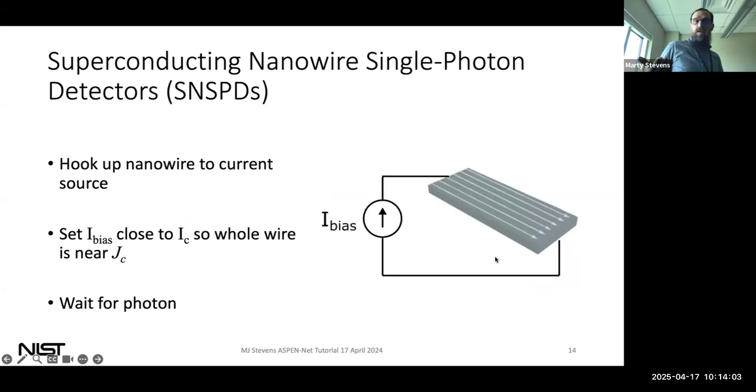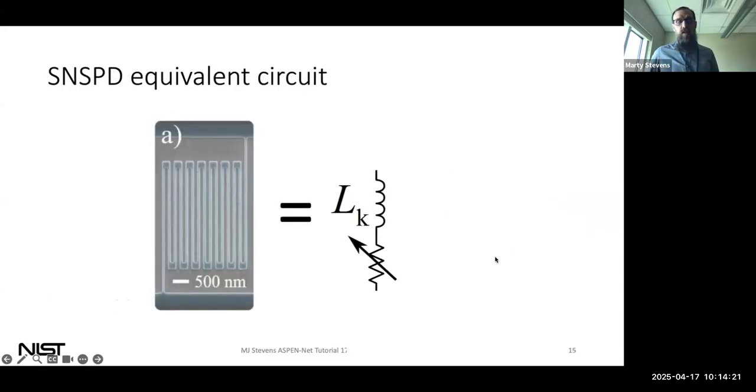So the basic way that we run these things is we hook up a nanowire to a current source. We set the bias current really close to this critical, so the whole wire is near this critical current density, and then we wait for a photon. And when a photon comes, it's going to generate a hot spot. That's a resistive region, and we're going to get a voltage pulse out. So the roughly speaking equivalent circuit looks something like this.